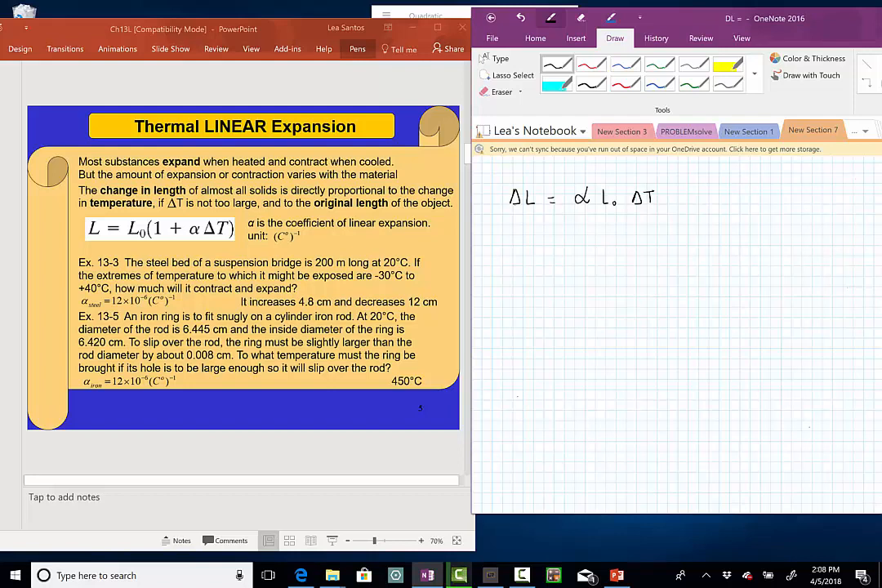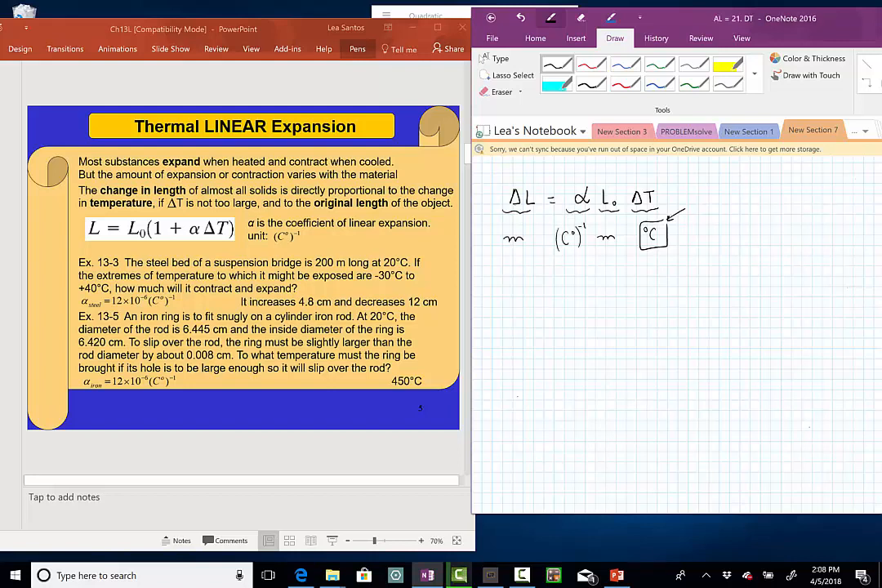So this is delta L. Let's think a little bit about units. This change in the length will be given in meters. This original initial length is also meters. The change in temperature, we'll be using Celsius. And this alpha, which is the coefficient of linear expansion, will be Celsius minus 1.